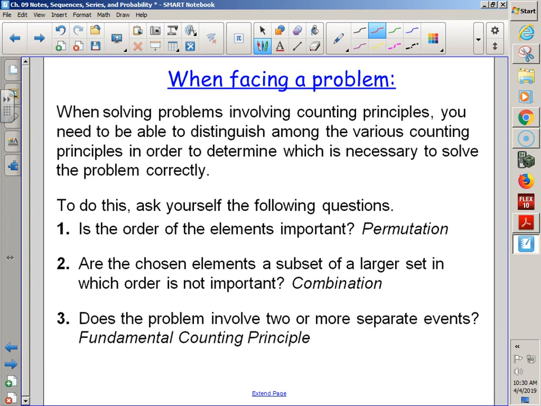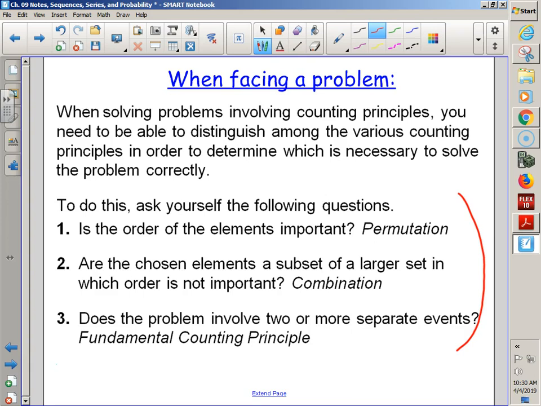When facing a problem involving counting, you need to be able to figure out what you're supposed to be using. So there are 3 questions that I think are super helpful, and the book agrees, for analyzing a situation where you have to count up how many different possible ways something can happen. First of all, ask yourself, is the order important or not? So am I thinking permutation or combination?